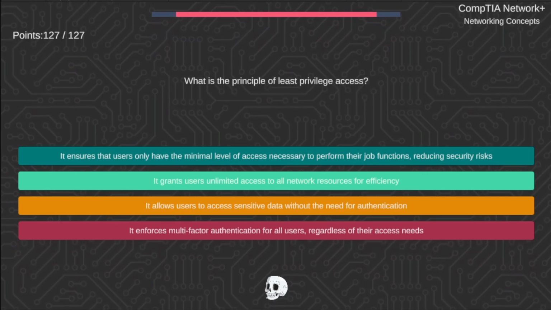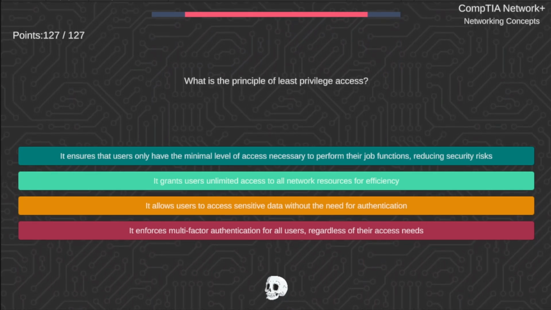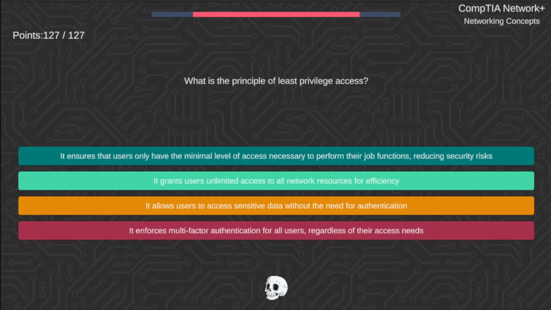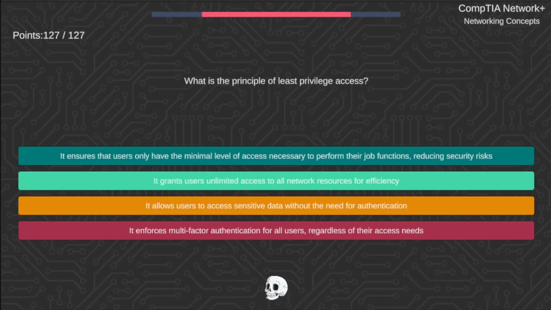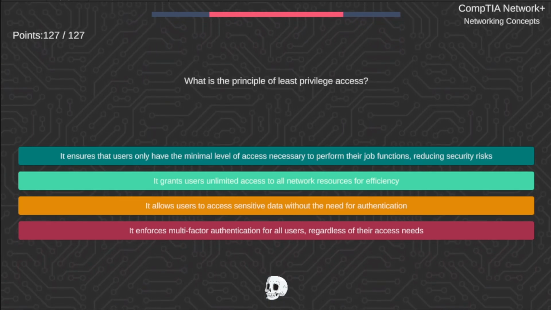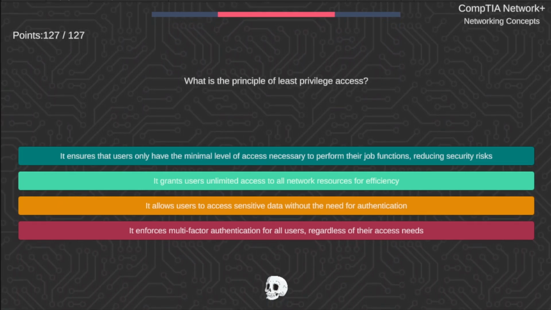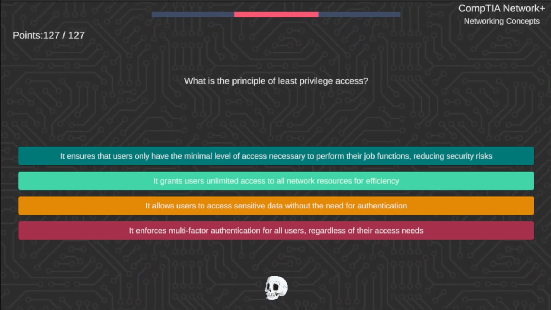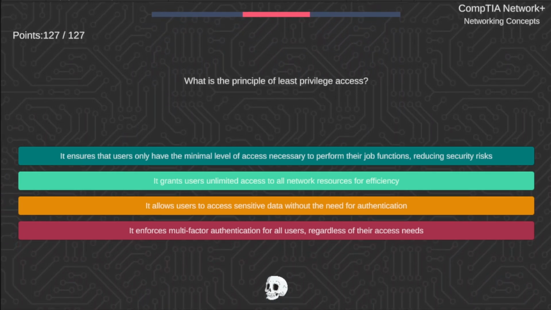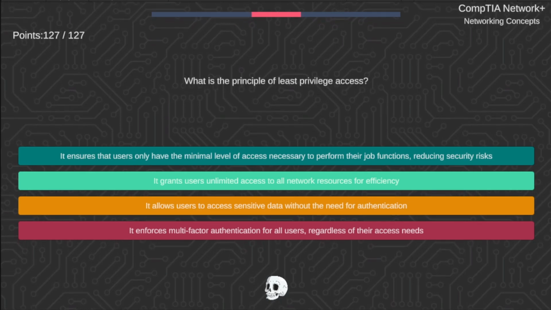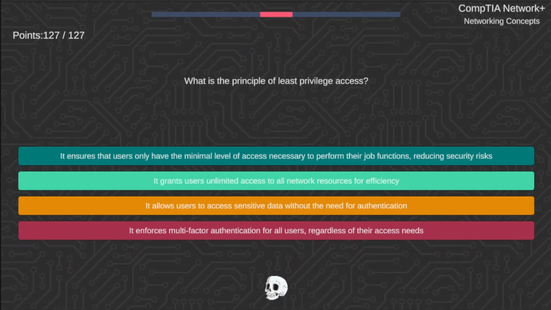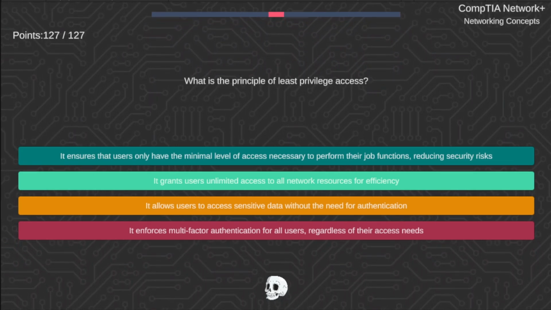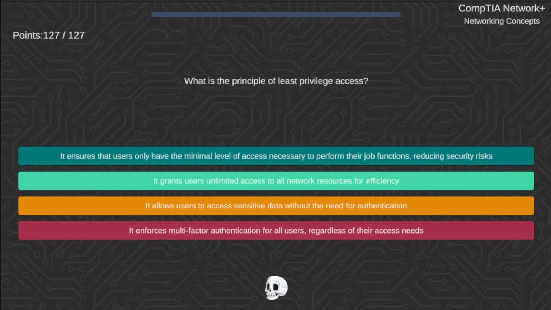What is the principle of least privilege access? It ensures that users only have the minimal level of access necessary to perform their job functions, reducing security risks. It grants users unlimited access to all network resources for efficiency. It allows users to access sensitive data without the need for authentication, or it enforces multi-factor authentication for all users regardless of their access needs. The principle of least privilege access.